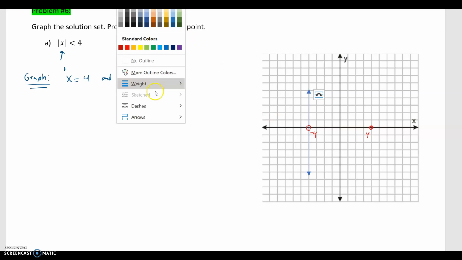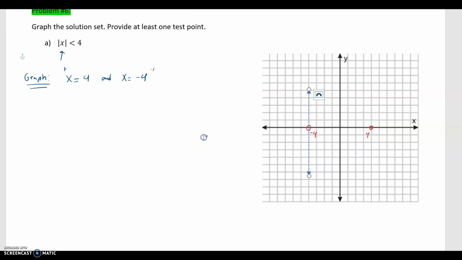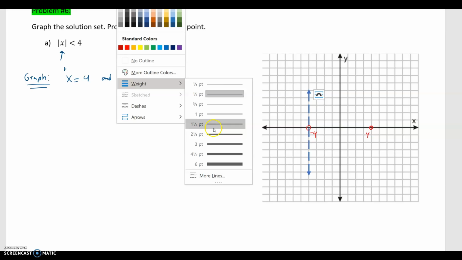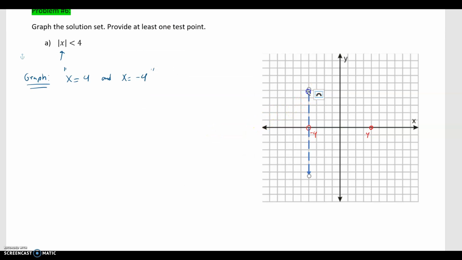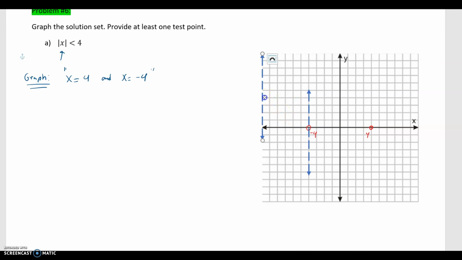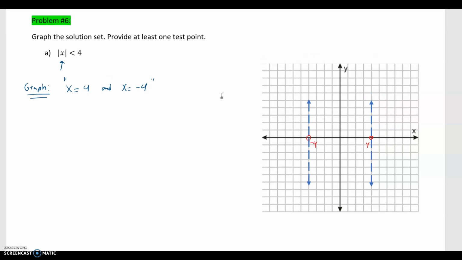So let me just make it a little bit thicker. And then let me copy it. I think this will make it a little bit faster. Okay, so there we have the boundaries of the distances x and y that are less than 4. Now, notice that they do want you to provide a solution set, a test point for the solution set.